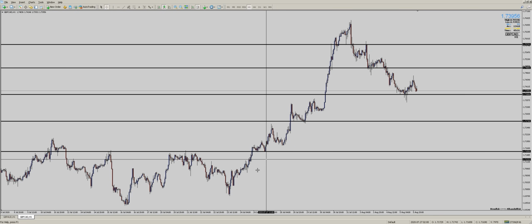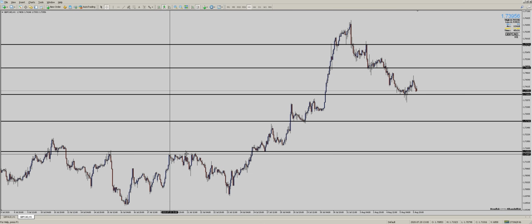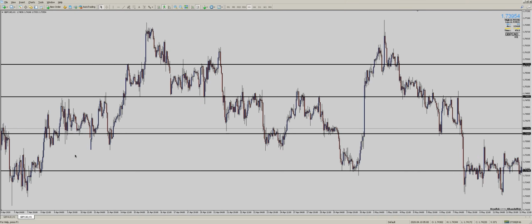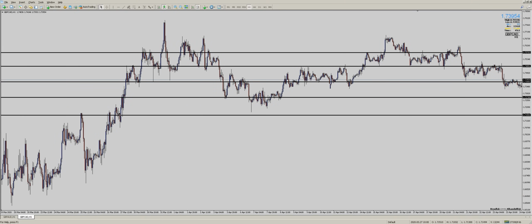It took me 2 seconds to pick this level because of this bounce, these rejections, this rejection, and this bounce as well. So it's like you're training your eyes to spot these zones. It's very important. The more you set support and resistance levels, the more easy it is for you to identify them. Let's have a look if it's a good level or not.